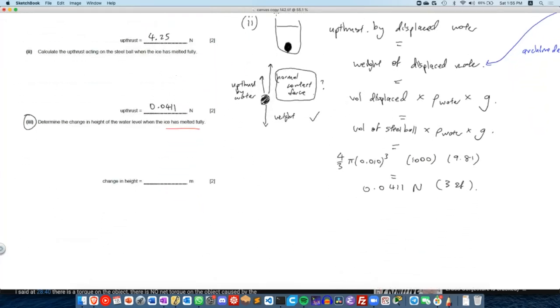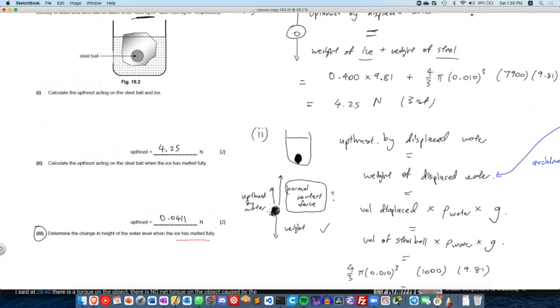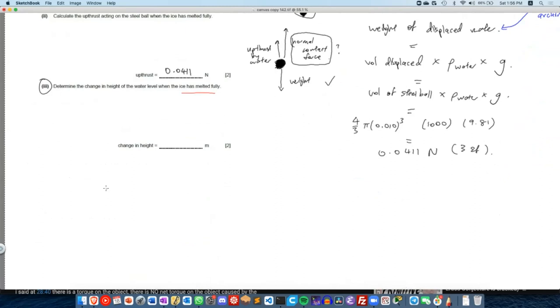But actually, what I'm going to show you is that the ice doesn't really play a big role over here. When it boils down the calculation, it just turns into the weight of the steel ball minus the upthrust on the steel ball after the ice is melted. So let me just illustrate what I mean.